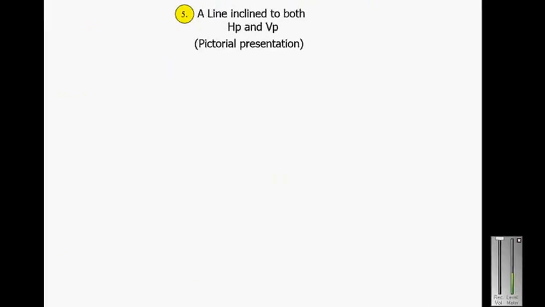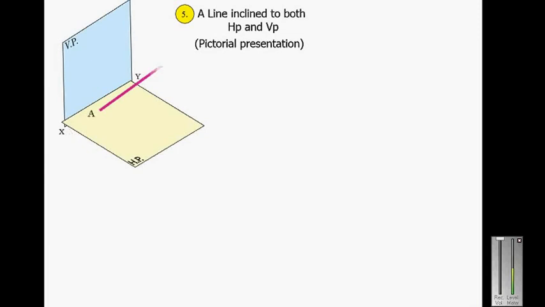And the fifth case is a line inclined to both HP and VP. So this is the line AB. This line is inclined to both HP and VP. You will get the front view. This line is actually inclined with the VP, so you don't get the true length on the VP. So the front view will be the apparent length.